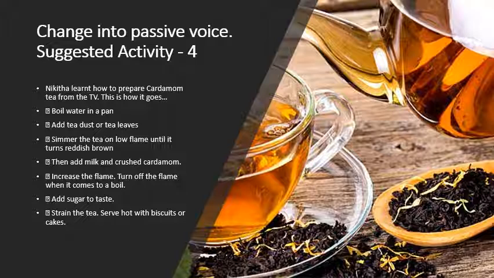First one, boil water in a pan. Next one, add tea dust or tea leaves. Next one, simmer the tea on low flame until it turns reddish brown. Next one, then add milk and crushed cardamom. Next one, increase the flame. Turn off the flame when it comes to a boil. Next one, add sugar to taste. Next one, strain the tea. Serve hot with biscuits or cakes. Now rewrite these steps in passive voice. You can pause the video and rewrite the steps in passive voice.